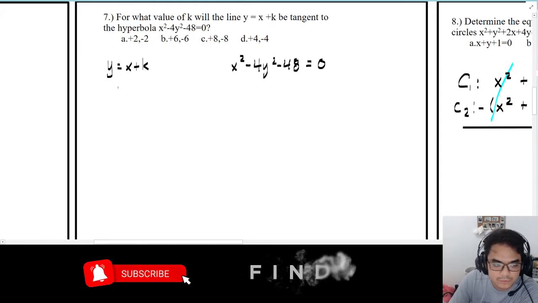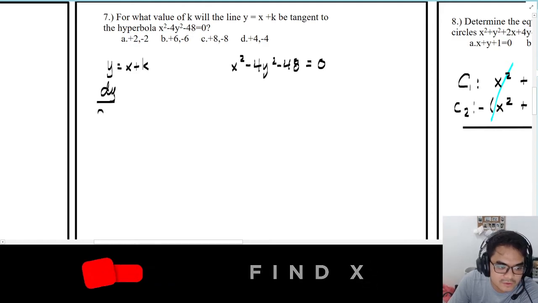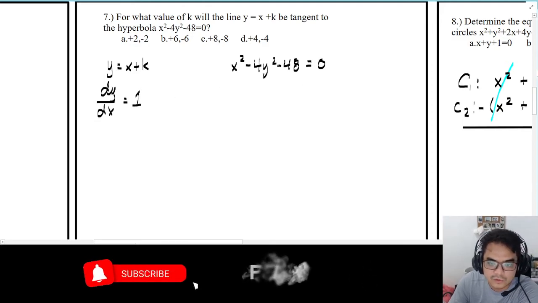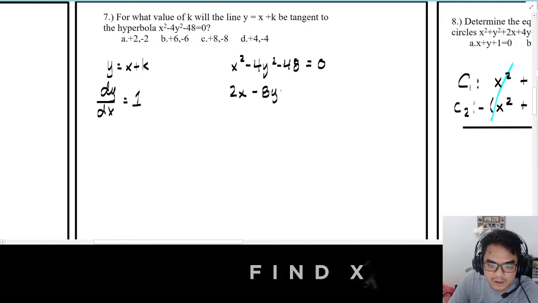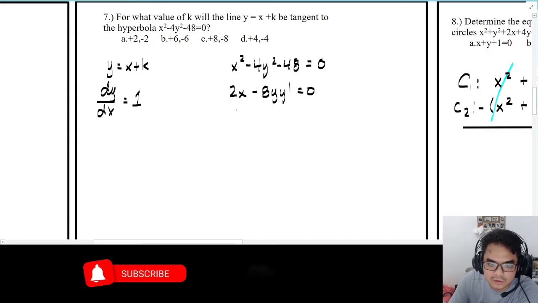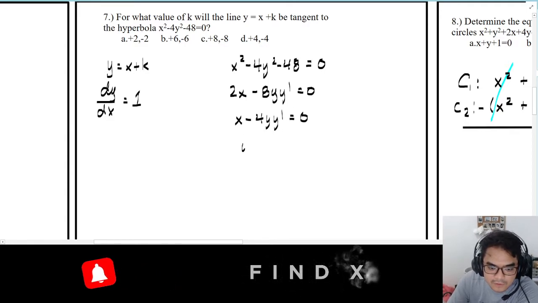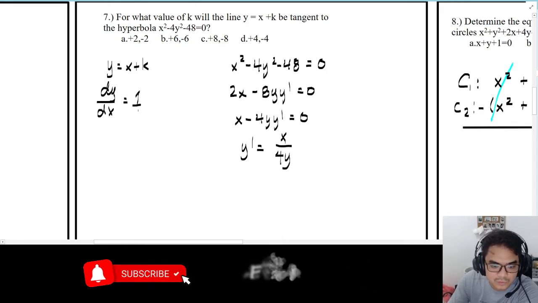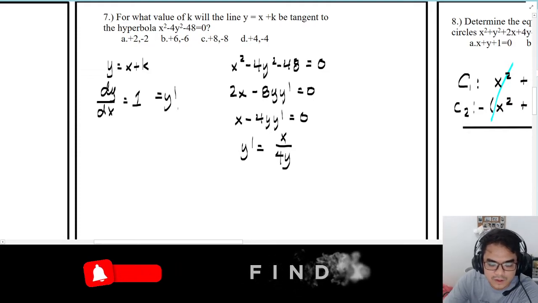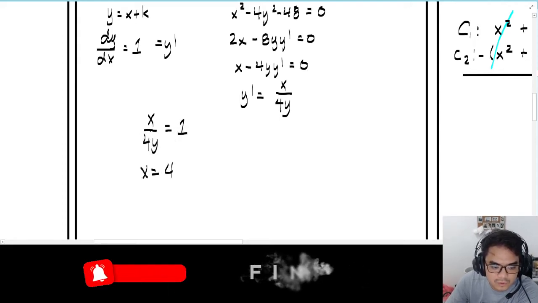Here we can get the slope, so just get dy over dx, which is equal to 1. You can also get the slope from the hyperbola: 2x minus 8y y prime equal to 0. Divide all by 2, so x minus 4y y prime equal to 0, or y prime is equal to x over 4y. Since those two are equal, x over 4y is just equal to 1, or x is equal to 4y.